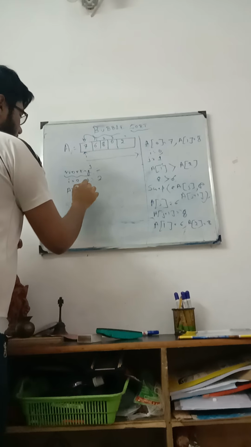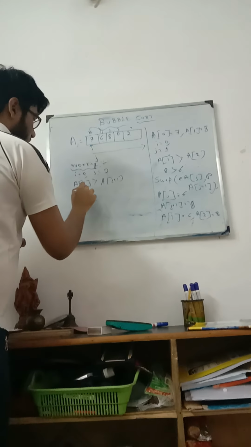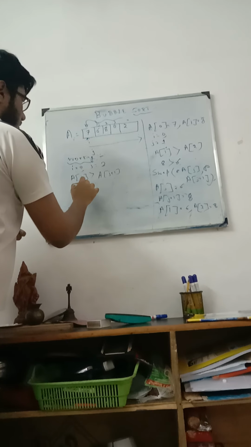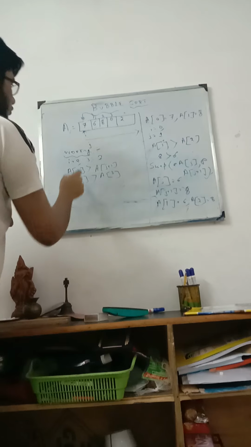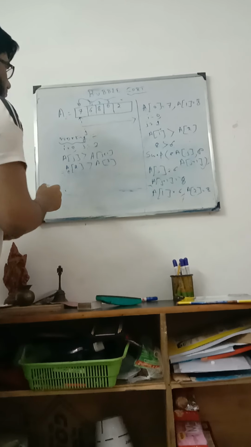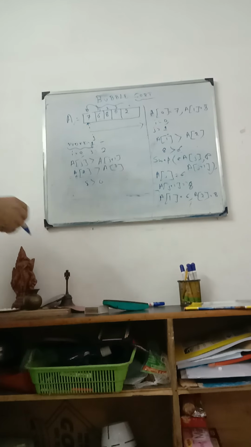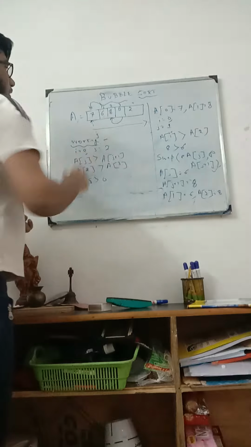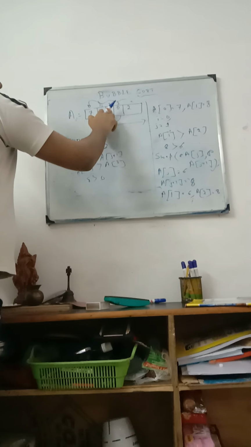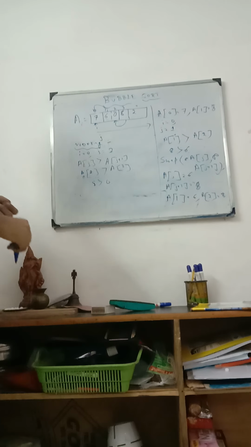So if you compare aj, which will be greater than aj plus 1. So aj is a of 2, greater than a of 3. So a of 2 is how much? 8. Now again 8 is greater than 0. Condition satisfied. Then again what will happen? This value will get swapped over here. So here it will be 0 again. In this case this will become 3.